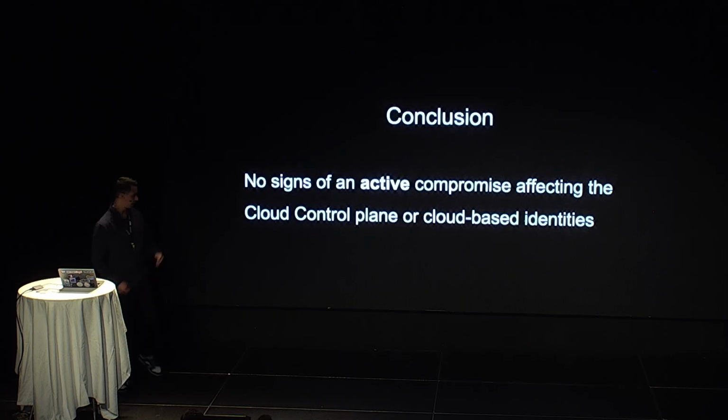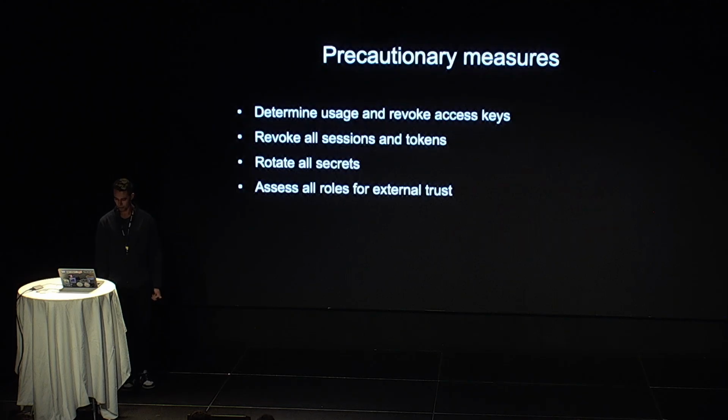So for the sake of this scenario, let's conclude that there was no signs of an active compromise affecting the cloud control plane or the cloud-based identities. So what are some precautionary measures we can still take? Well, we could go through all the access keys and just revoke them and see what their usage are. Because, again, we only have a limited number of days of logs, so things could have happened before the time where we have logs as well. Since we only have 7 days of sign-in logs as well, we could just revoke all the sessions and tokens to be sure, rotate all the secrets, and then look for signs of persistence, such as external trust being installed.